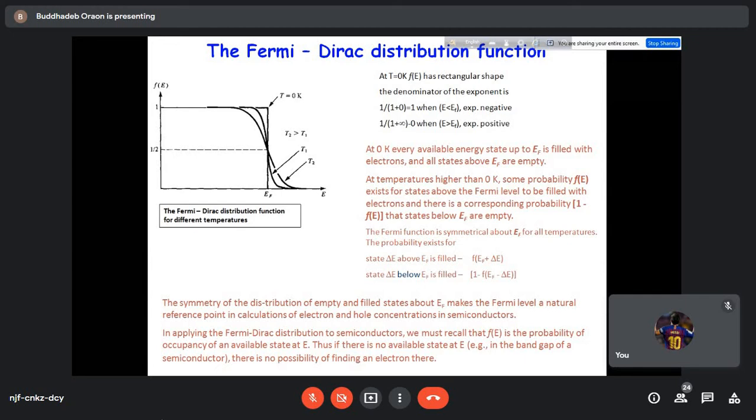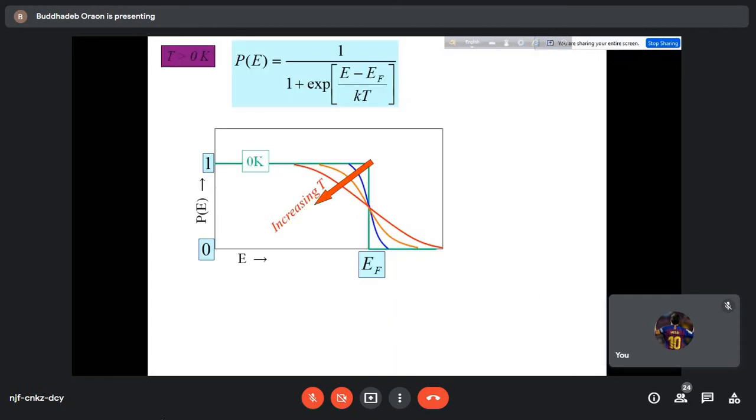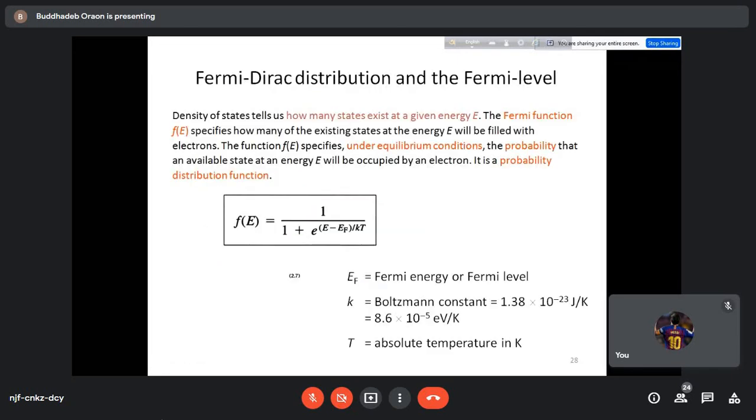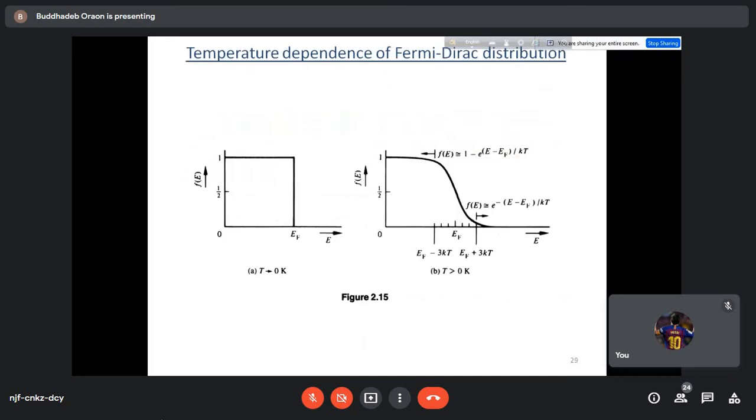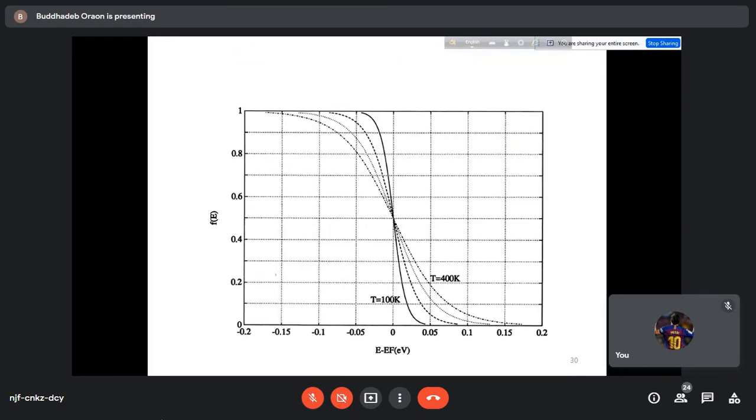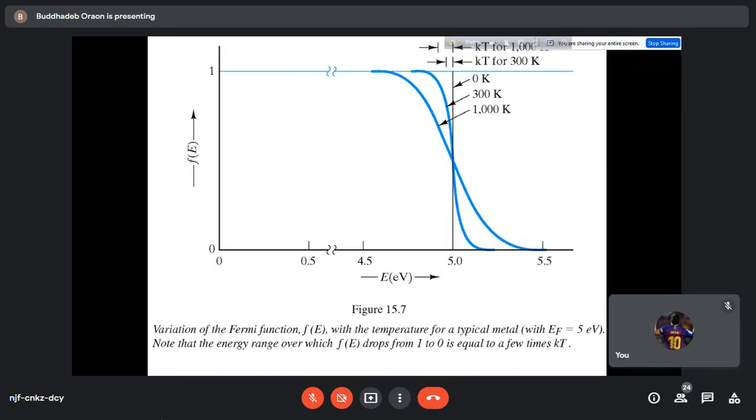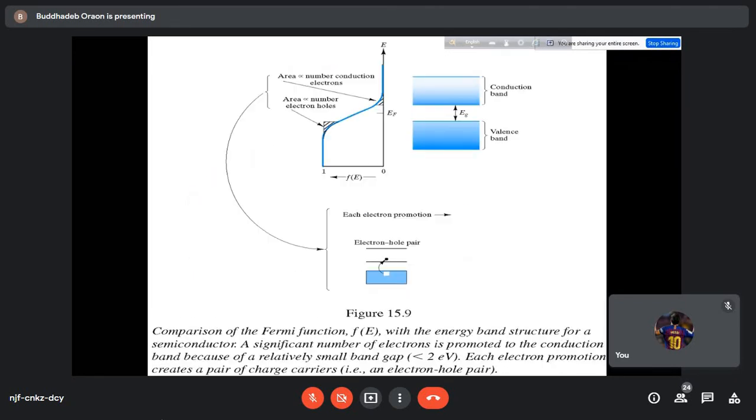So this area indirectly indicates the number of electrons which are beyond the Fermi level, the conducting electrons or charge carriers. This is another way of representing it. If you increase the temperature, this graph shifts in this direction, as shown in this diagram. This is almost the same diagram that has been shown. This is another way; these are all the same diagrams.